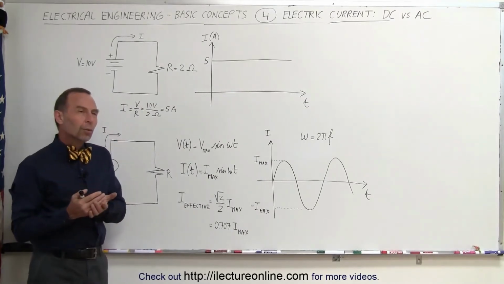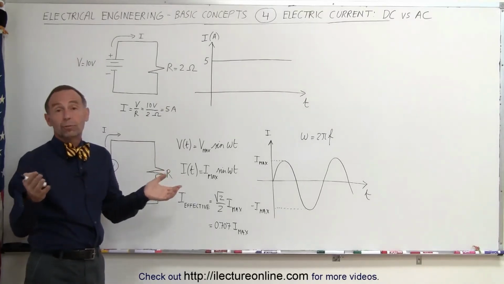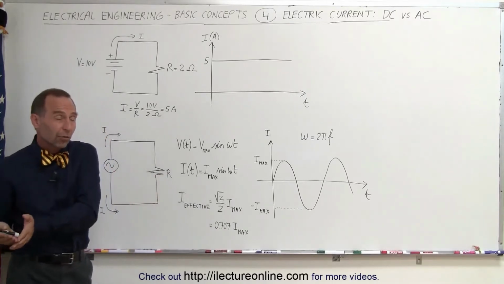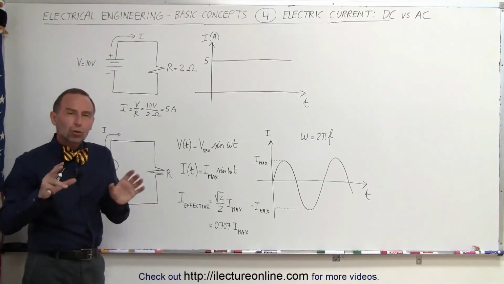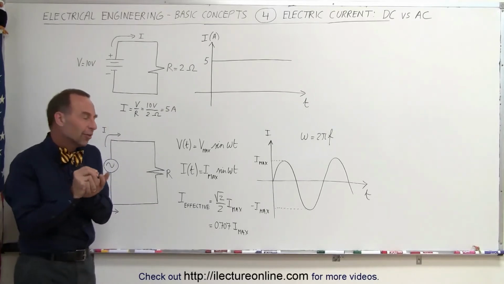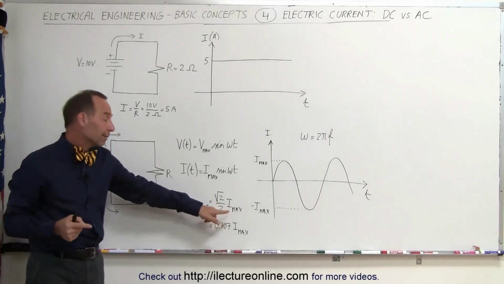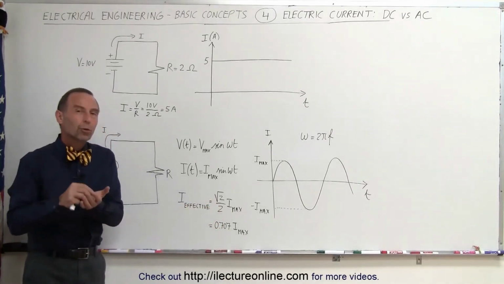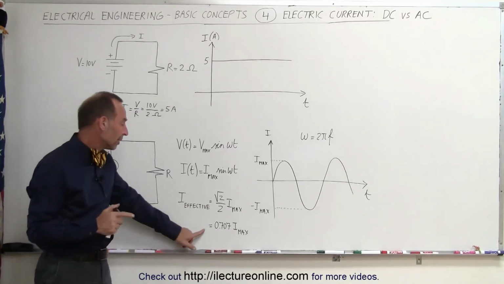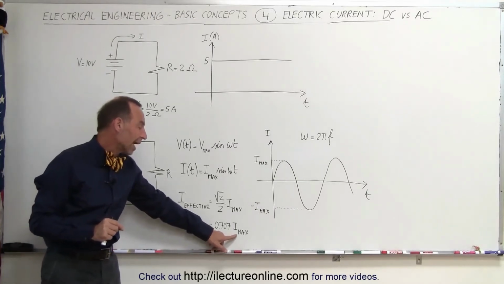Now, you can say perhaps that the average current would be zero because half the time it's flowing in one direction, the other half of the time it's flowing in the other direction. But that's not really true. Well, in a sense, the average current is zero, but the effective current is what you get when you take the maximum current and multiply by the square root of 2 over 2. That's called the root mean square value of the current, and we'll get into that in more detail later. But what that means is that the effective current is 0.707 times I max.